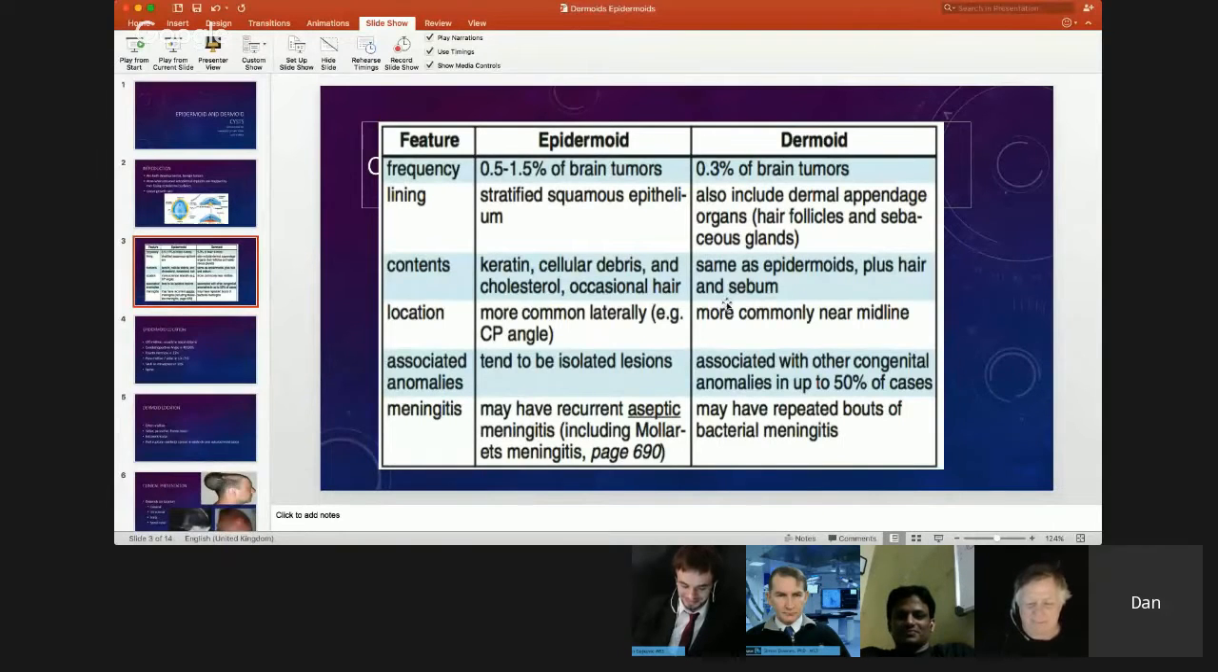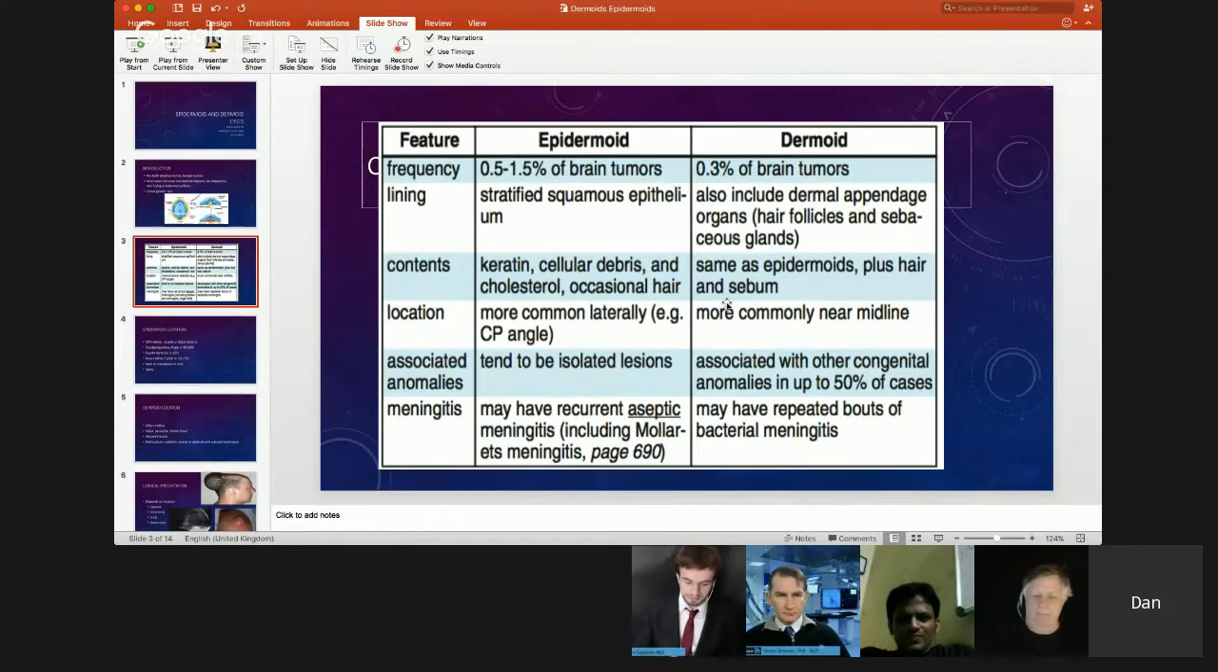Cool. Anyway, so when it comes to comparing epidermoid and dermoid tumors, there are subtle differences between the two, even though they may arise in the same way. Epidermoids are generally more common than dermoids, forming between 0.5 and up to 1.5% of all primary brain tumors, as opposed to dermoids, which are a little bit more rare, forming about 0.3% of brain tumors.